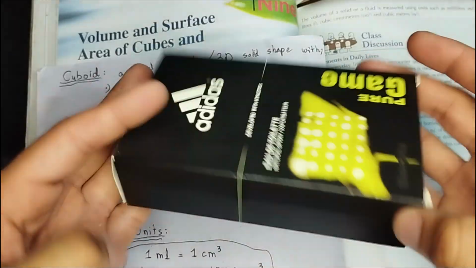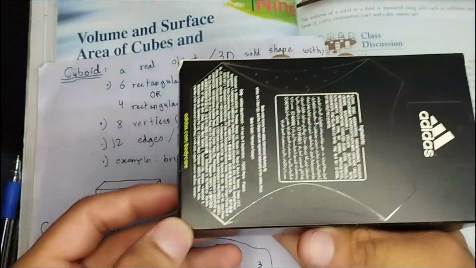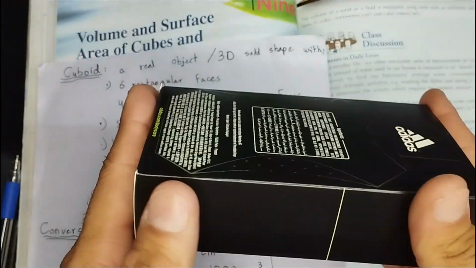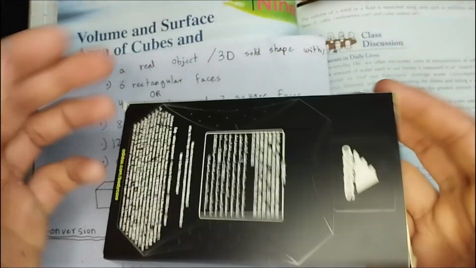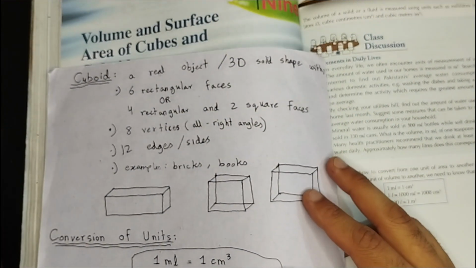Take a look at this. It's a box, a rectangular box, right? So what do I have here? I have a rectangular face on the top and a rectangular face on the bottom. Then I have a rectangular face on the left side and the right side as well. Okay, here I have a rectangular face, here I have a rectangular face, and on the front and on the back as well I have rectangular faces. All of them are rectangles, so I have 6 rectangular faces, right?